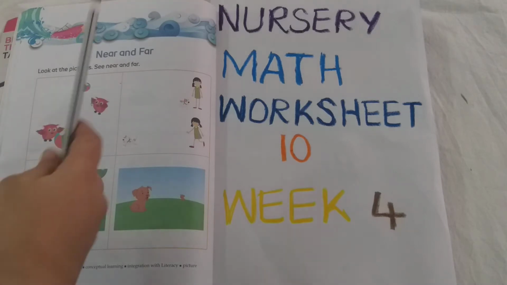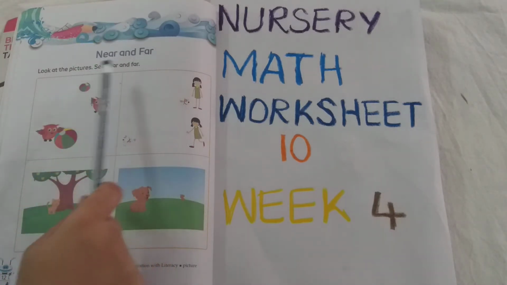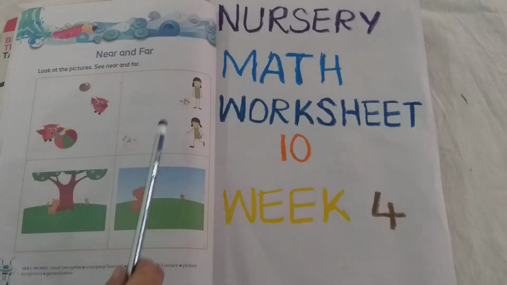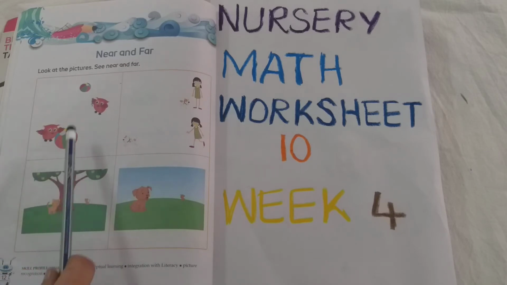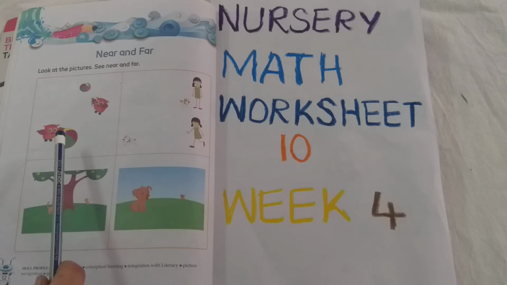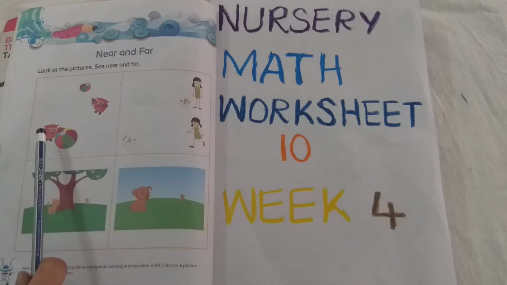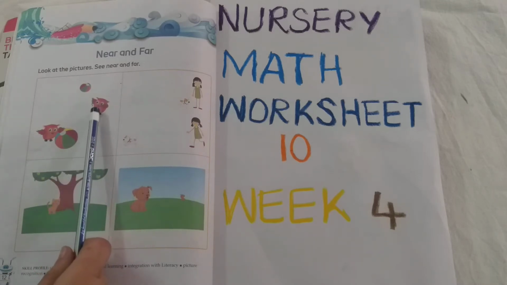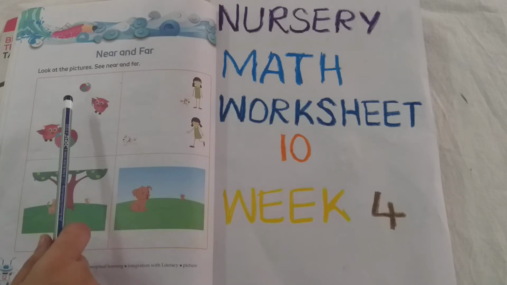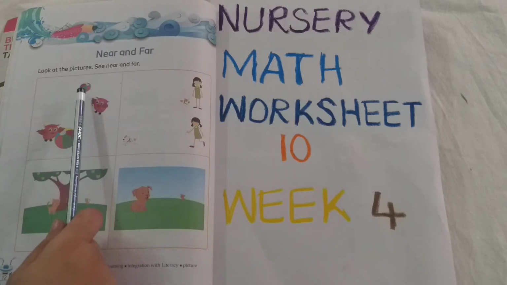Okay children? See here, near and far. Look at the pictures. Here you can see bird and ball in the same picture in one box, but see the difference. This bird and this ball are so near to each other. But here also you can see bird and ball, but this bird and this ball are far. The ball is far from the bird.